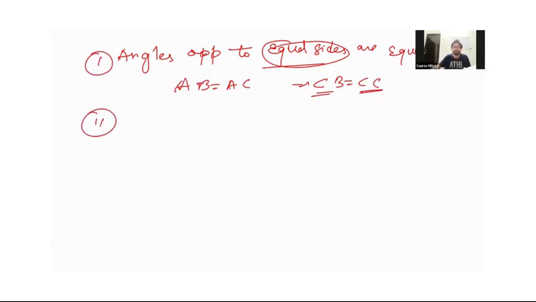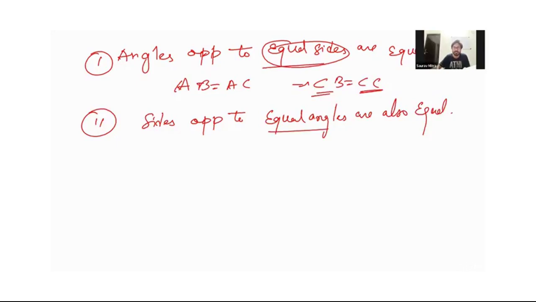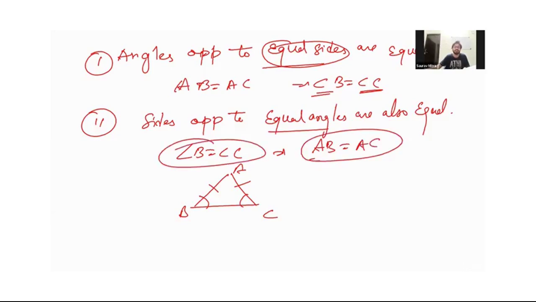Now the second case is that sides opposite to equal angles are also equal. Now this time if you have angle B equal to angle C, let us suppose this is my triangle ABC, this is equal, this is equal, then the sides opposite to these angles will also be equal. This is your next result. So AB is equal to AC.